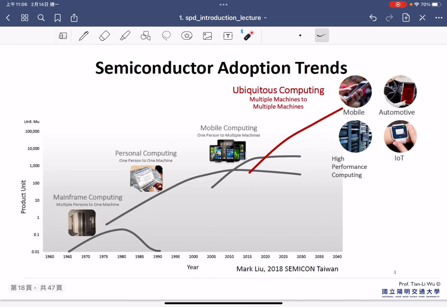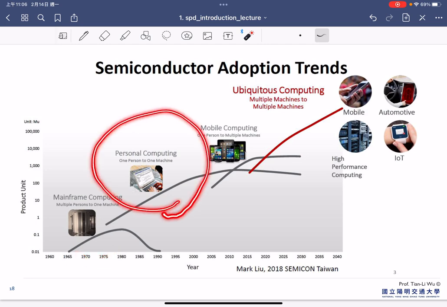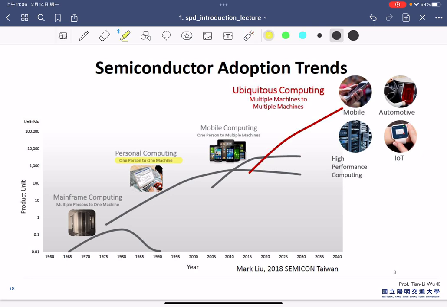Okay, so this is some of the semiconductor adoption trends here. So you can see in the early time, that's mainframe computing. That's something that probably you haven't been born yet. And then the first boom for the semiconductor was due to the demand for personal computing. So personal computing is actually one person to one machine. And later on, as you may know, we started to have one person to multiple machines, and that's actually mobile computing. And right now, we have multiple machines to multiple machines here.